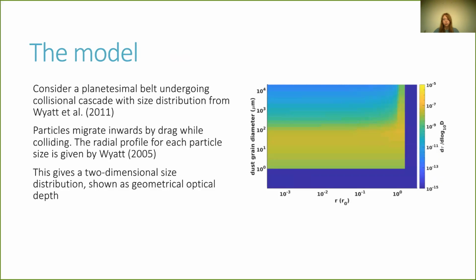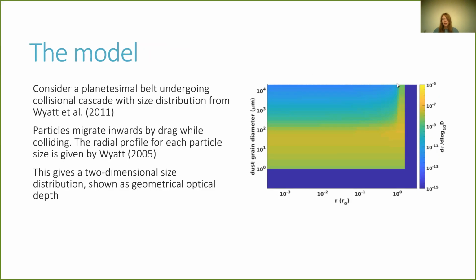For our two-dimensional model, we combined the two previous models together. This shows the contributions to the optical depth for different grain sizes at different radii from the star. We start off with a planetesimal belt at some radius from the star, and we give it a size distribution using the 2011 model, considering grains from the blowout size all the way up to centimeter size grains. And then we assume that each grain size evolves independently inwards of the belt. And for each grain size, we use the 2005 model to find its radial profile.